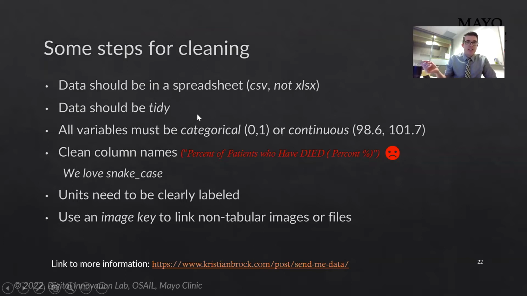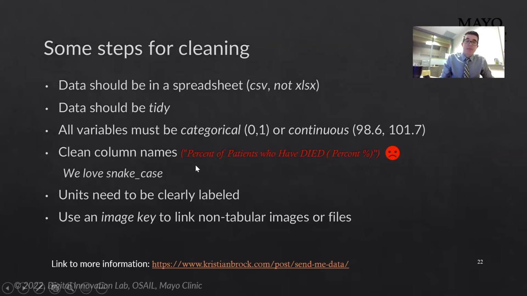And that's because if you're using a programming language like R or Python, you can read CSV formats, but not necessarily Excel formats. So just making sure that data set can be read by any programming language. As I mentioned before, the data set should be tidy. This is an important one. For a machine learning algorithm, all of our variables need to be encoded as numbers, essentially. So categorical, either zeros or ones, or continuous values.